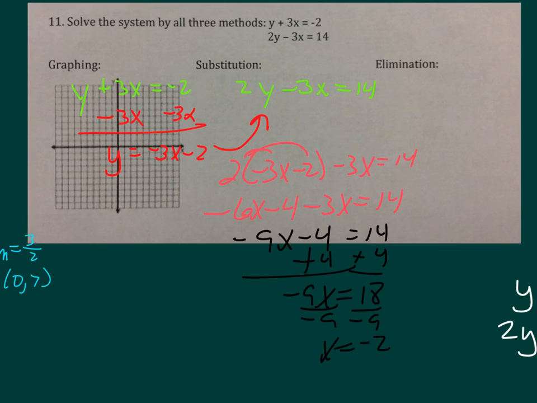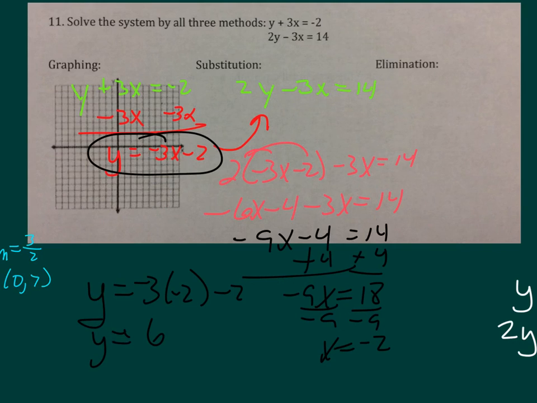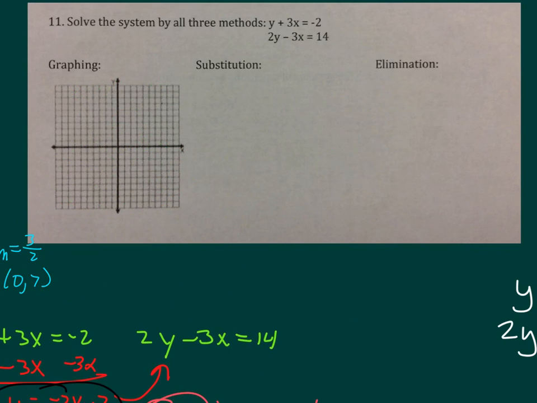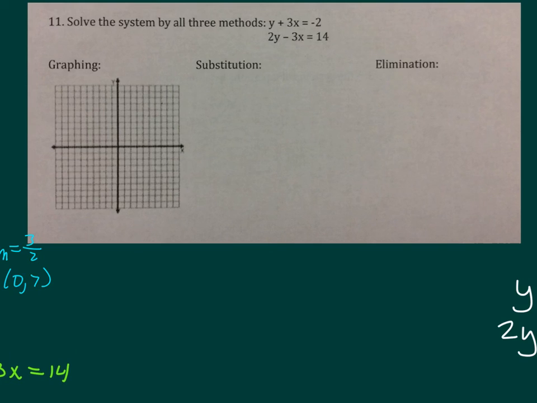All right, so now I'm going to plug it back into this equation. So y is equal to -3 times -2, that's my substitution, minus 2. So y equals a positive 6 minus 2, and that is 4. So -2, 4, and that's the point. That's the same as I got on the graphing. Now, I'm going to move that out of the way, and now I'm going to do the elimination. So let's work on that one.